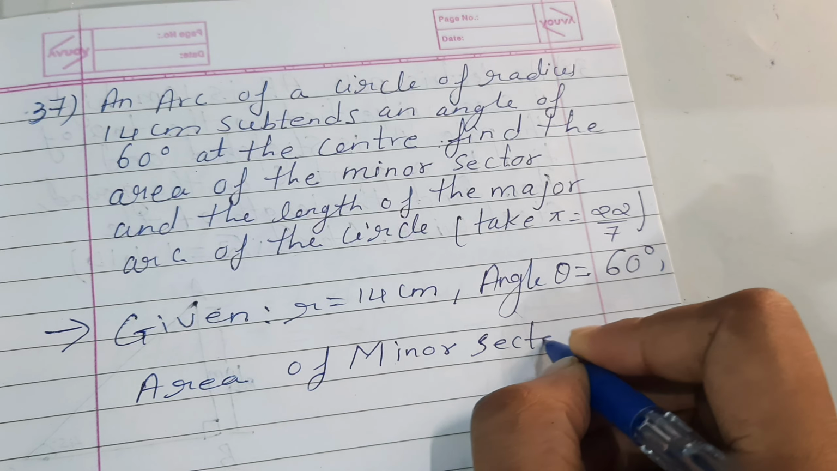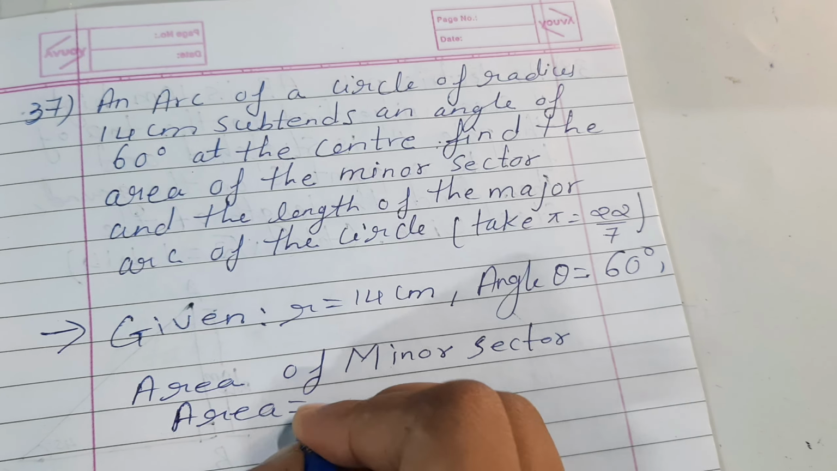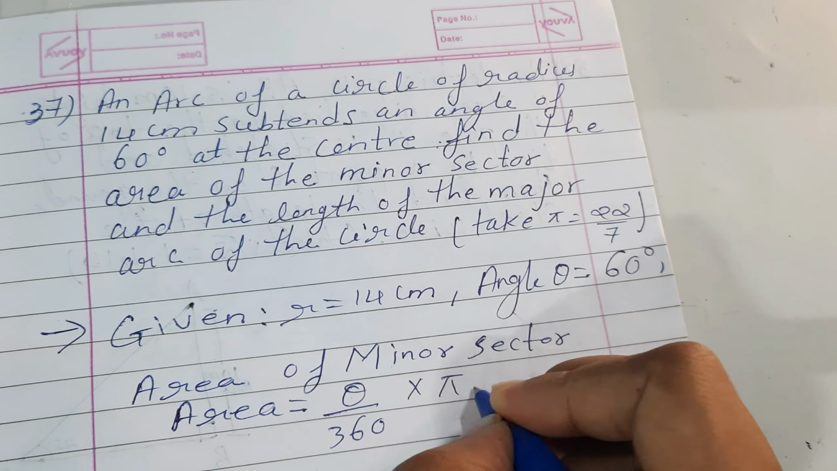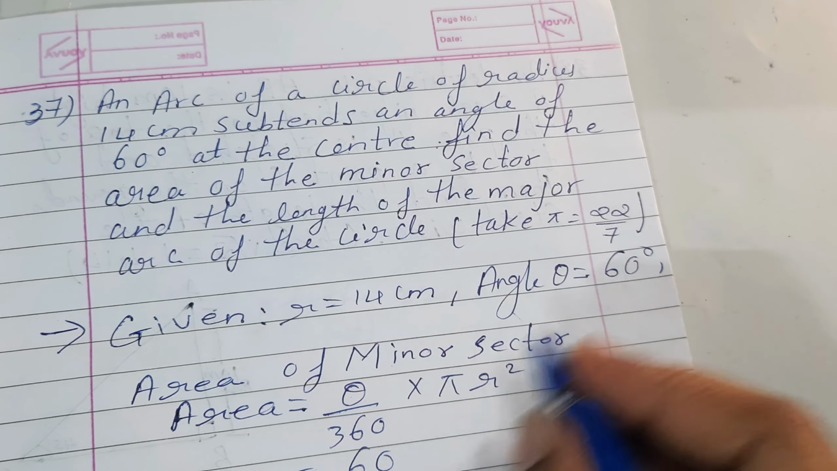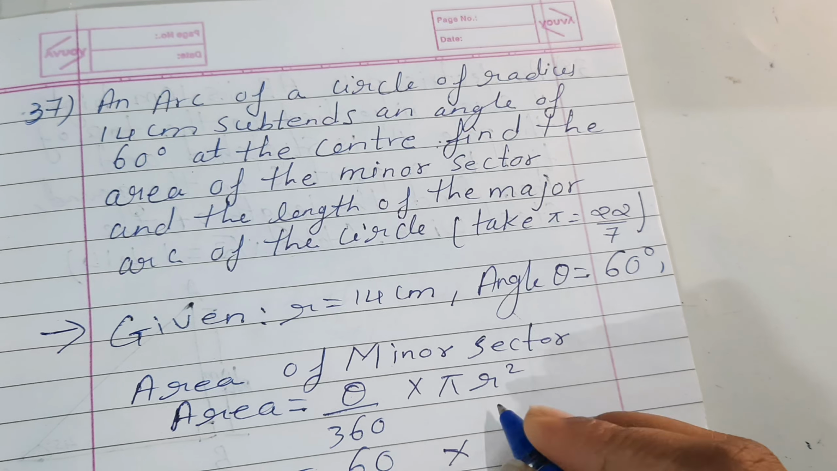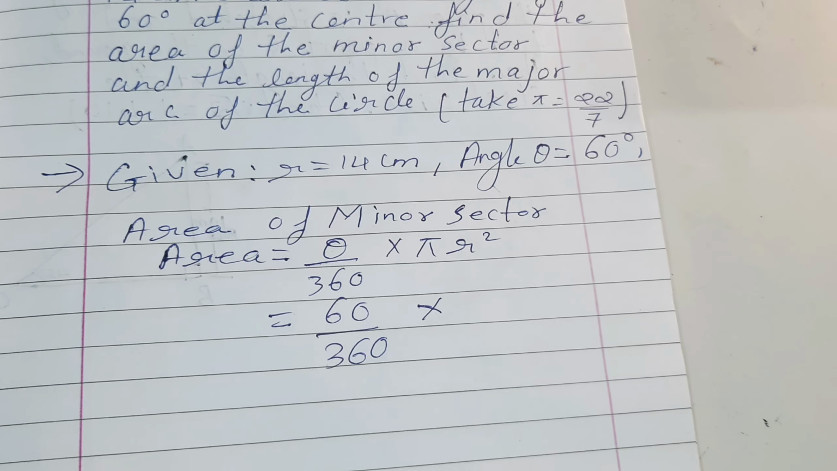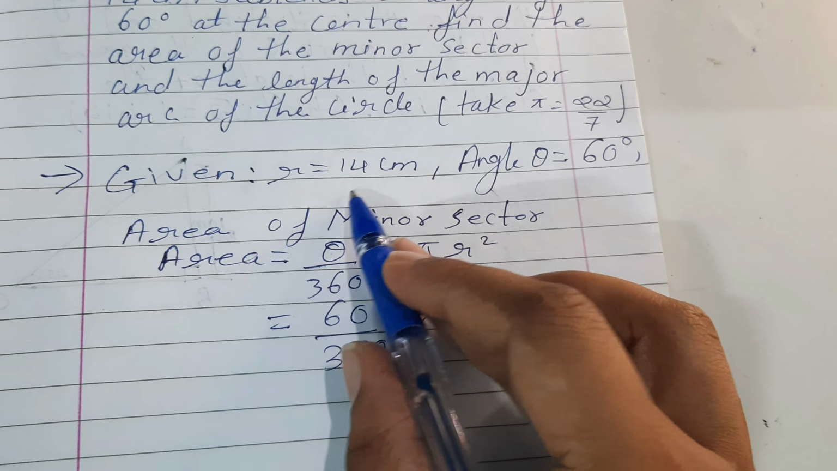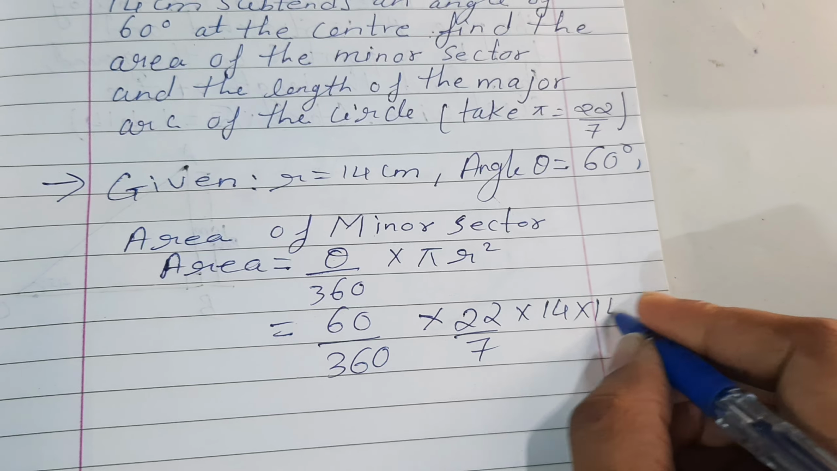Minor sector it is. So area is equal to theta upon 360 multiplied by pi r square. So theta is 60, upon 360, multiplied by pi, the value they told us to take is 22 upon 7. So 22 upon 7 multiplied by radius, which is 14. So 14 multiplied by 14 we have to do.